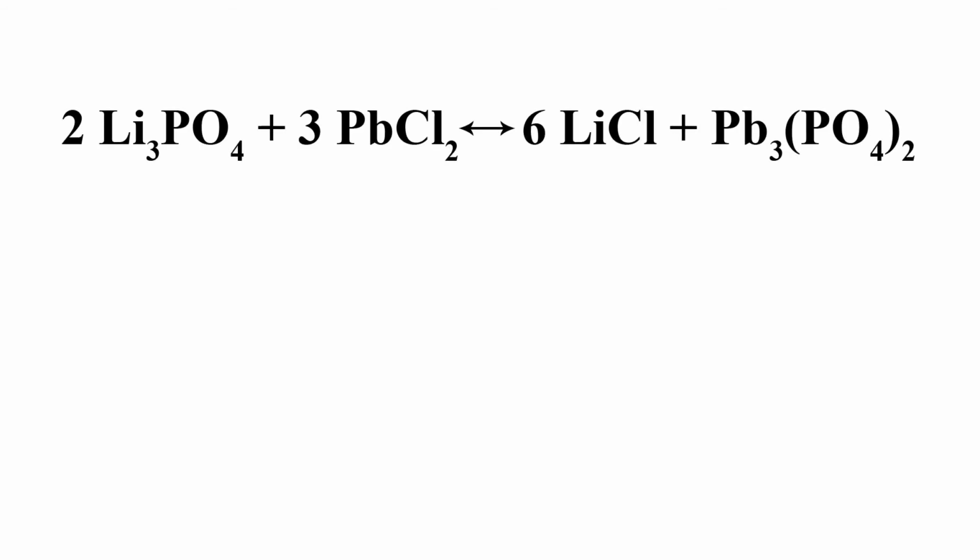In this case, we have that 2 moles of lithium phosphate and 3 moles of lead-2 chloride will form 6 moles of lithium chloride and 1 mole of lead-2 phosphate. This is also a limiting reactant problem. Let's take one of them at a time.